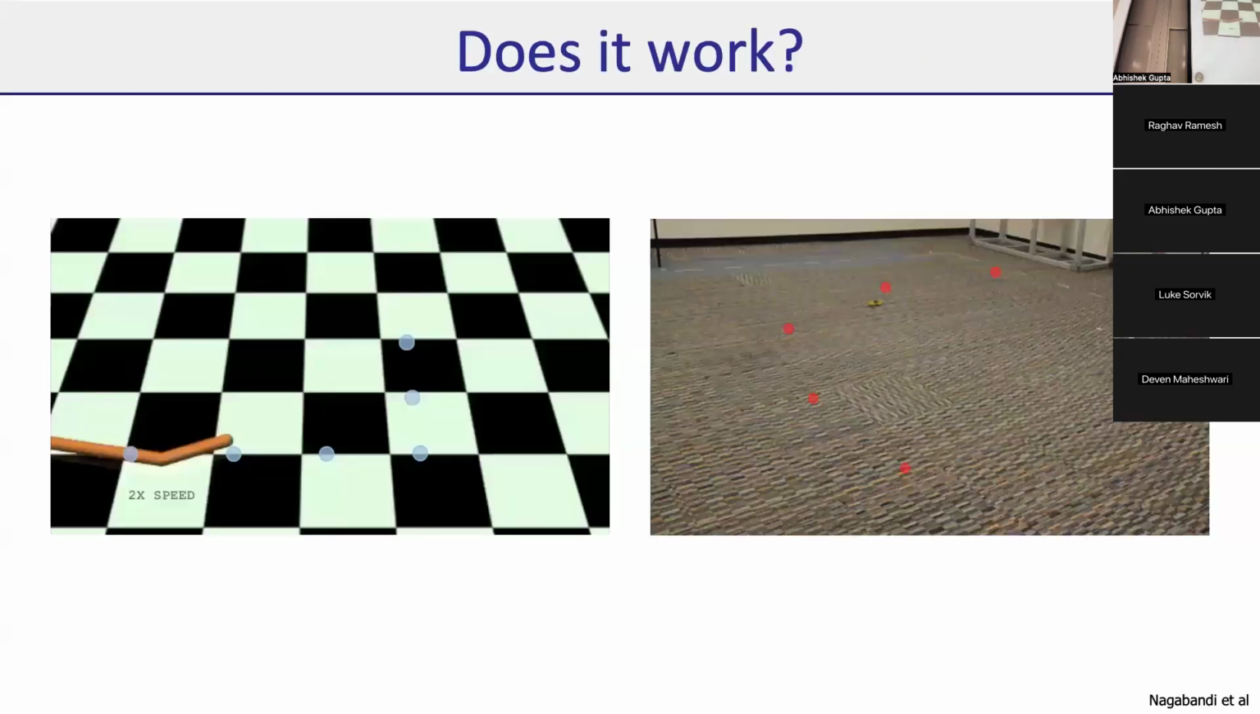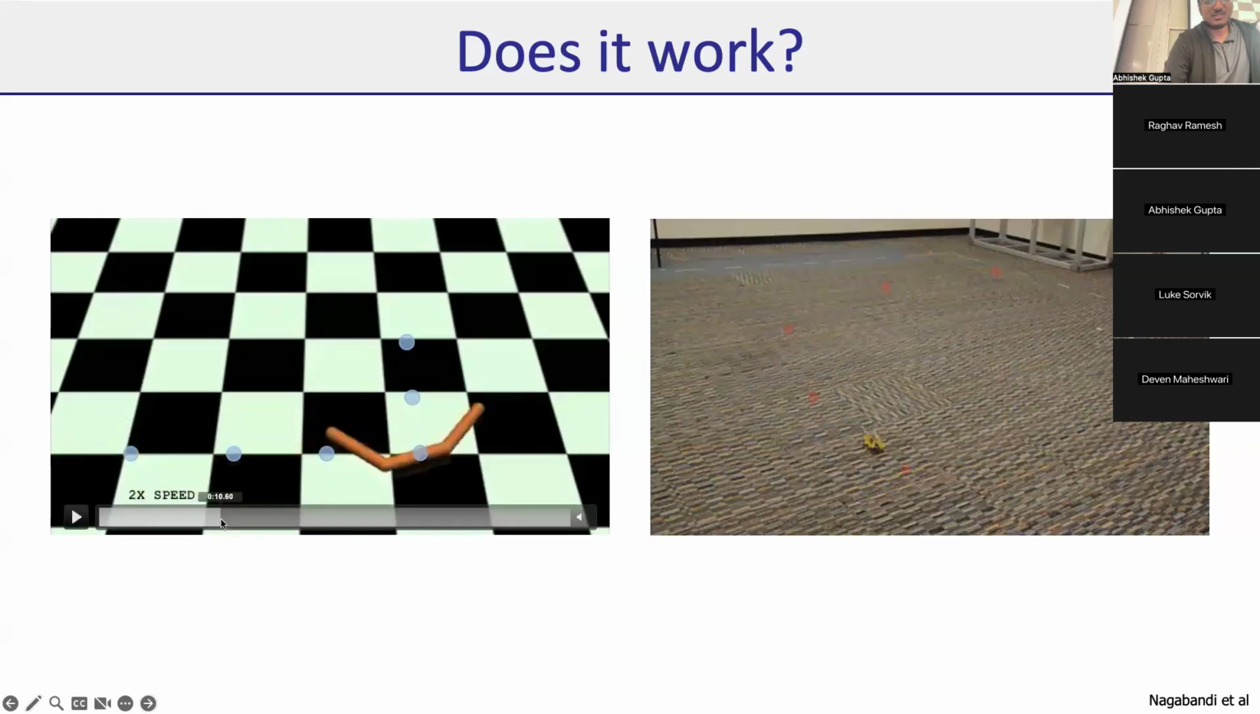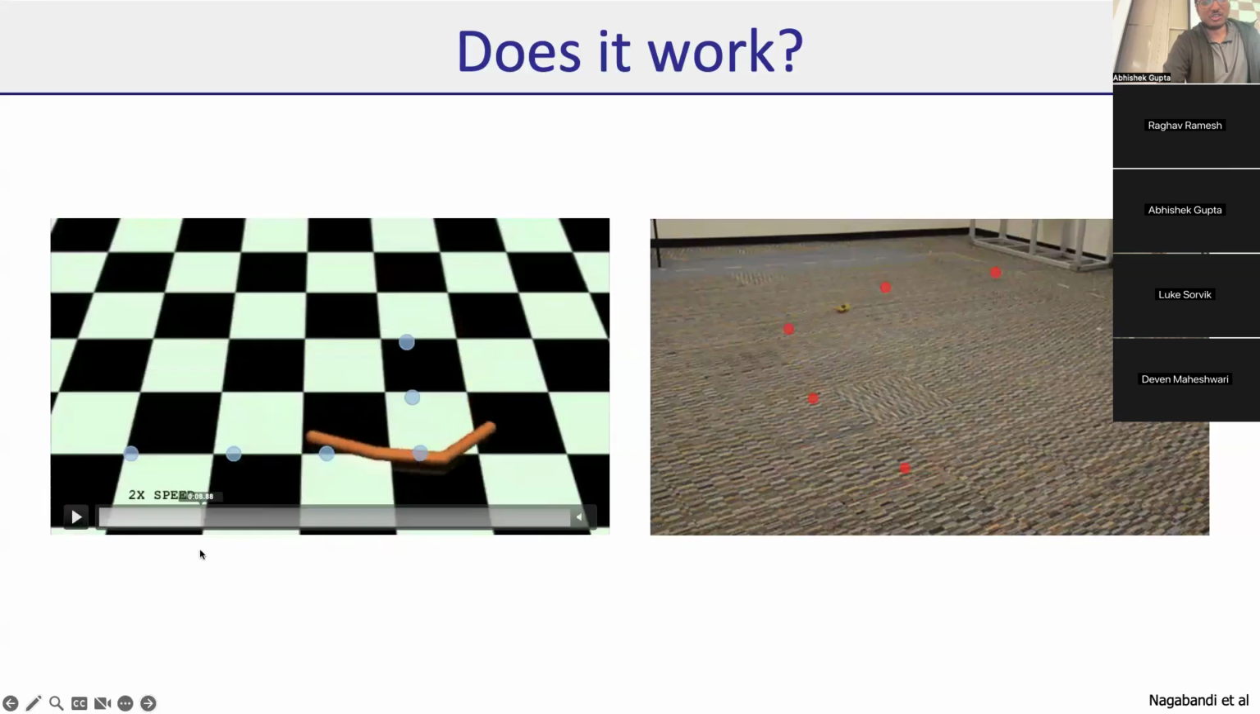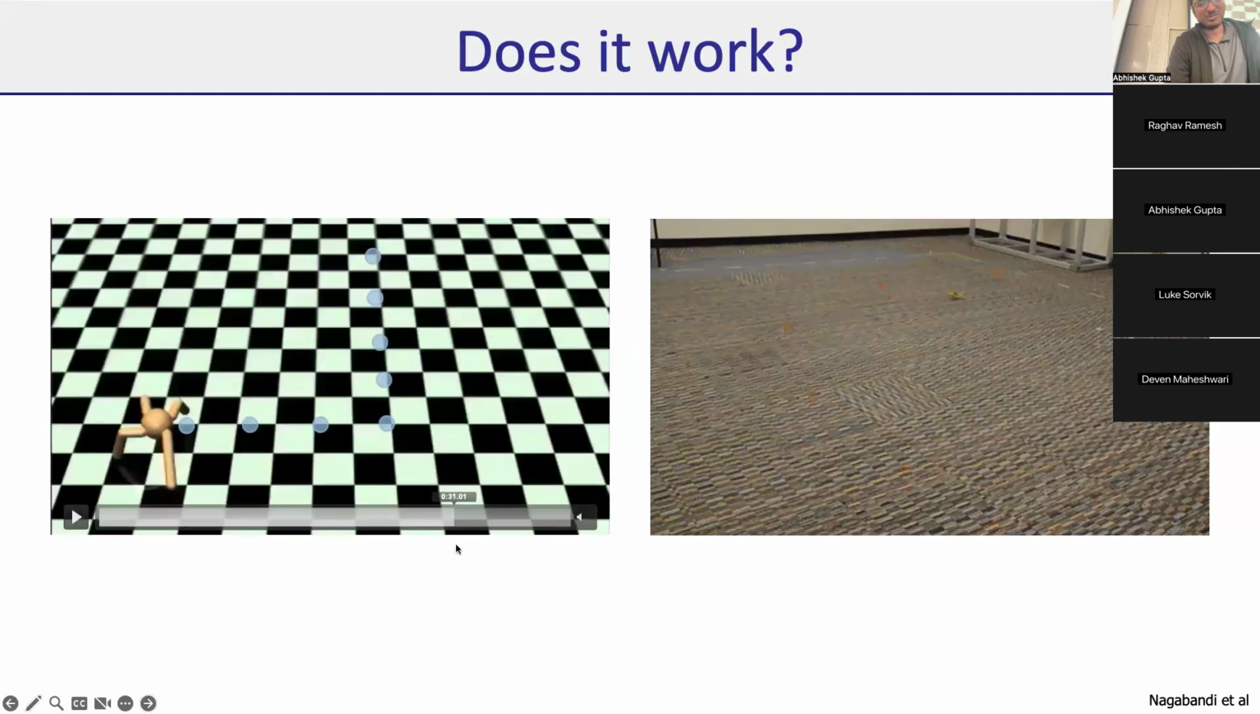And this one is a weird MuJoCo snake, but I think it's called the swimmer. Do I have a codec problem? Okay, but you can see different creatures can go around with basically model predictive control.